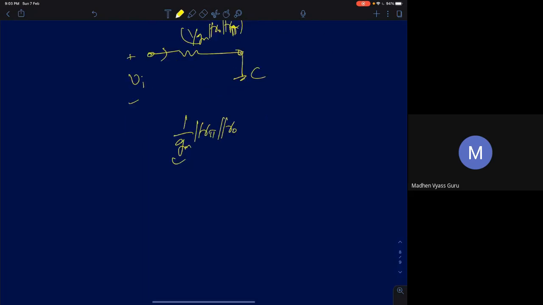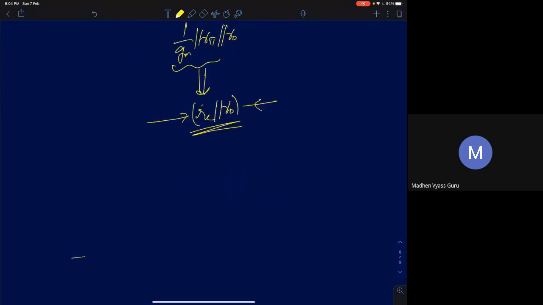What is 1 by Gm parallel R pi? In terms of small r, it's actually small r, in parallel with R0. That's it. It's a very low resistance. Now look at this value and I'll approximate it. It will be approximately equal to Re itself because R0 is really large, which again is approximately equal to 1 by Gm.